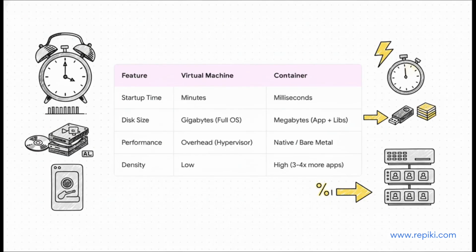And this is where you really feel that difference. A VM has to boot up an entire operating system, so it can take minutes to start. A container? It starts up as fast as any other program. We're talking milliseconds. A VM needs gigabytes of disk space for its OS. A container just needs maybe a few megabytes for the app and its libraries. This all adds up to basically native bare metal performance, and it means you can pack 3 to 4 times more applications onto the exact same server. The efficiency is just wow.